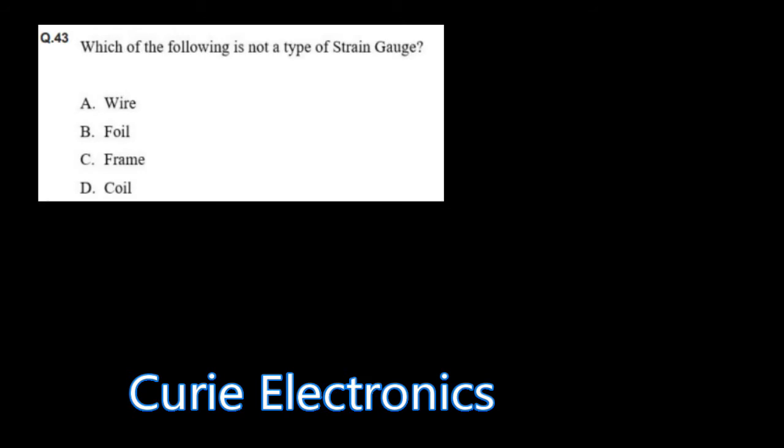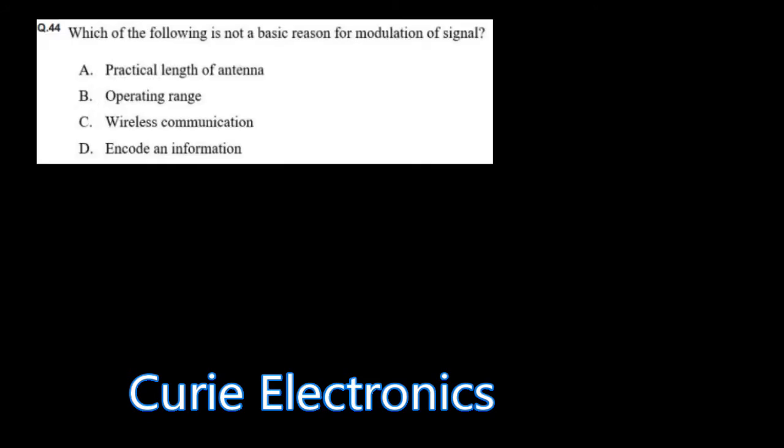Which of the following is not a type of strain gauge? The answer is coil. Which of the following is not a basic reason for modulation of signal? We will modulate the signal to reduce the size of the antenna, to increase the operating range, and for wireless communication, but not to encode information. So option D is the right answer.